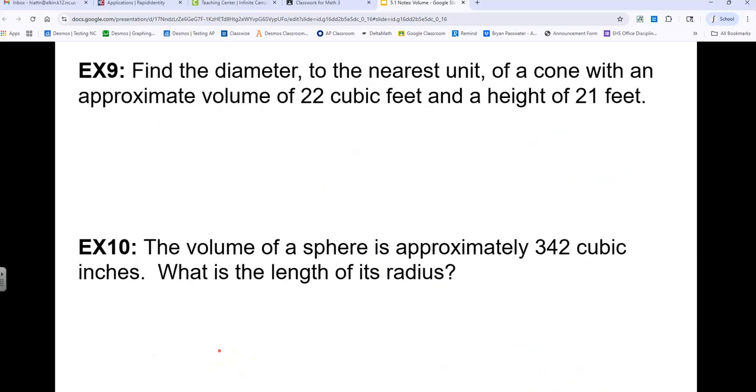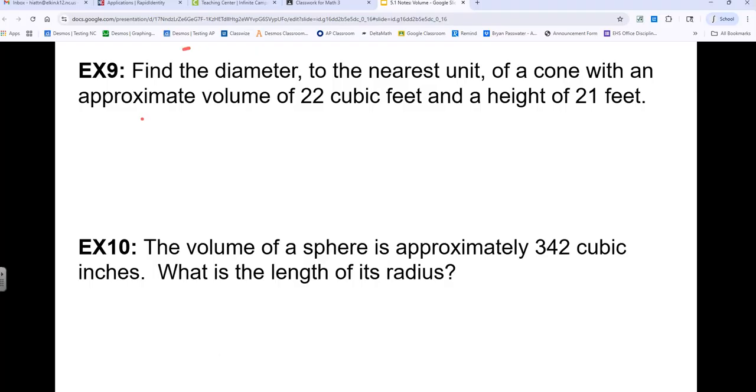All right, let's skip over and look at number 9. We are going to find the diameter to the nearest unit of a cone with an approximate volume of 22 cubic feet and a height of 21. So this particular problem is going to be different than the other problems because it gives us volume and height and asks us for diameter. So we've got to think about what the formula for a cone looks like.